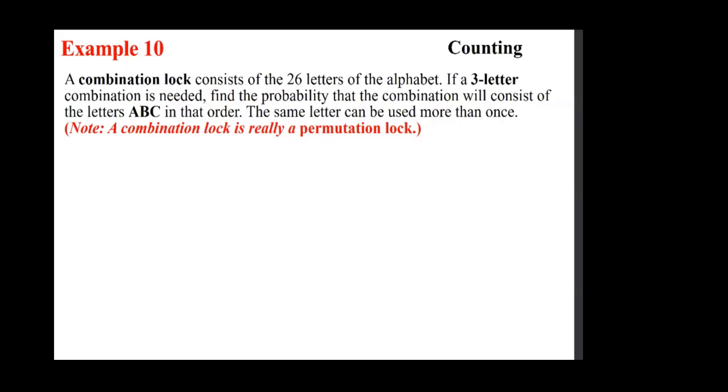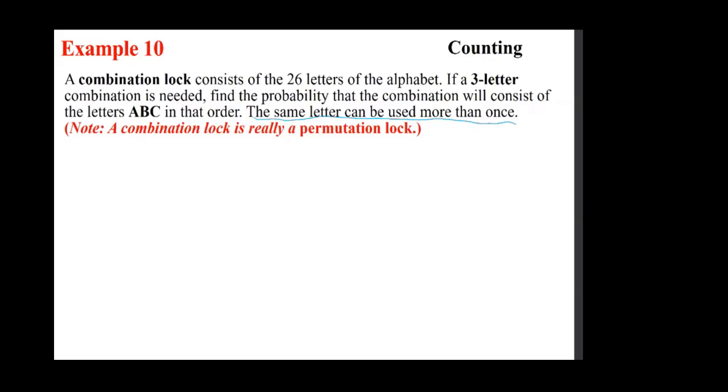A combination lock consists of the 26 letters of the alphabet. If a 3-letter combination is needed, find the probability that the combination will consist of letters A, B, C in that order. The same letter can be used more than once. When you make up a password, a code, you understand that ABC again is not the same as BAC. If we were to choose different letters, it becomes a permutation. But even if this is not given, we should assume there is no restriction because it doesn't mention it. And so what you're looking at really is the total possible outcomes, your sample space.